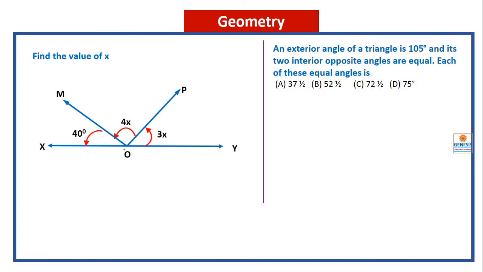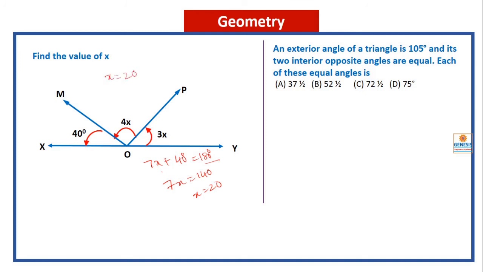Next question, find the value of x. If you combine all these things, 7x plus 40 is equal to 180. It is a straight angle. So for the straight angle, 4x plus 3x is 7x, and this is 40. Then 7x is equal to 140 and x is equal to 20.